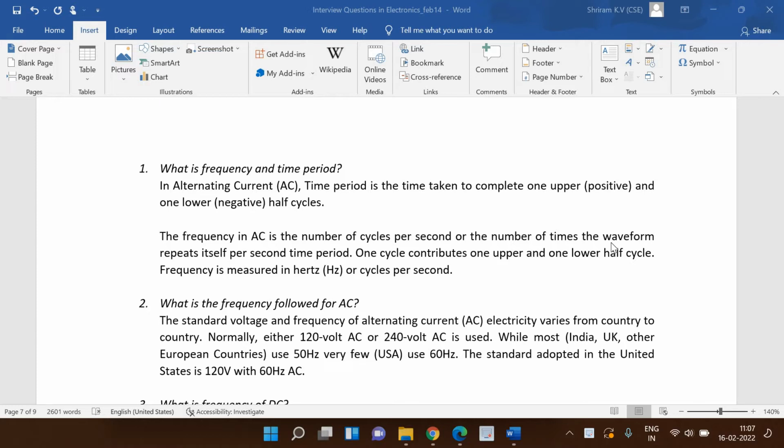We are getting into the next set of 5 questions. What is frequency and time period? This is such a fundamental question, yet a very important question.